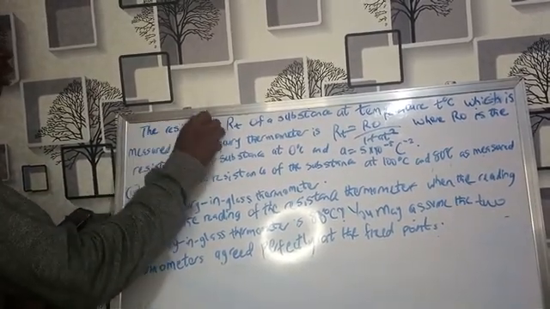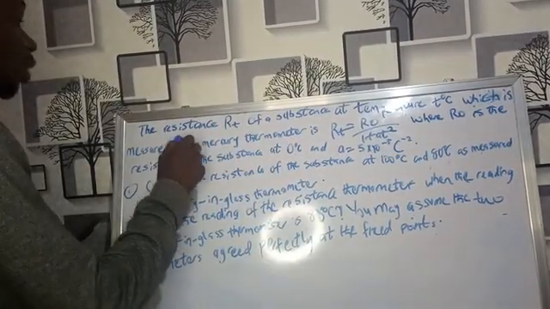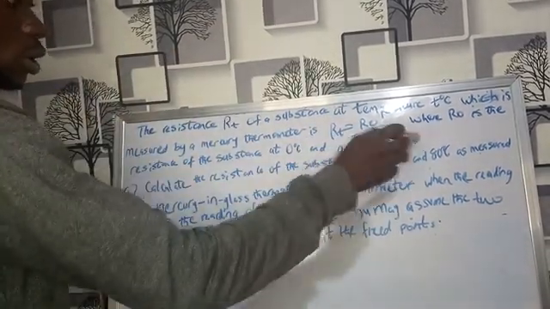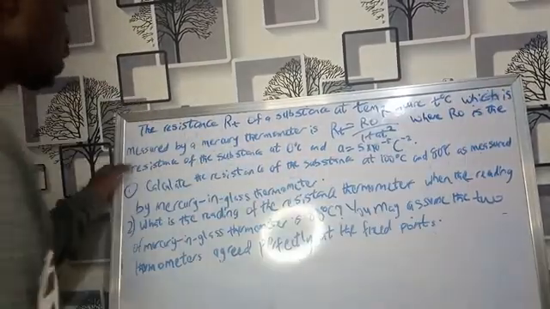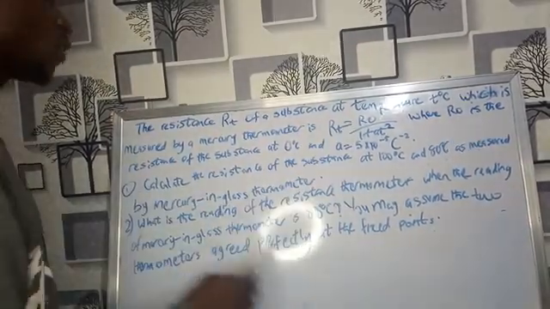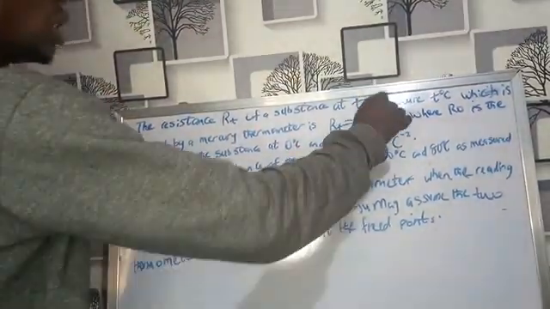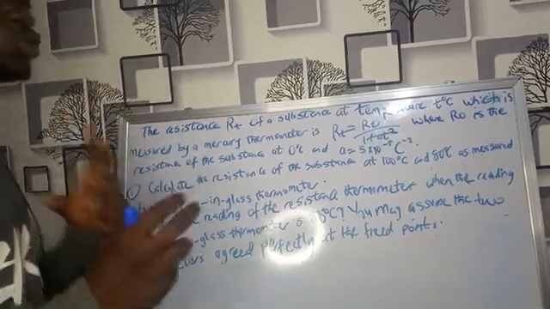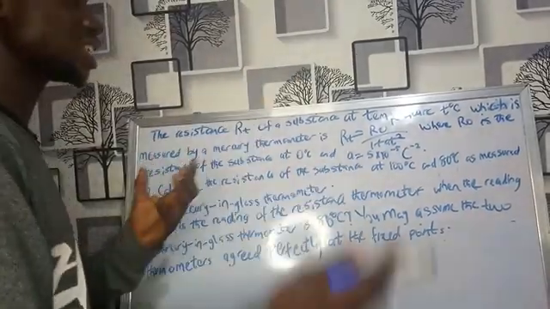Now it says the resistance RT of the substance at temperature T degrees Celsius, which is measured by a mercury thermometer, is given by this equation: RT equals R0 over 1 plus AT squared, where R0 is the resistance of the substance at 0 degrees Celsius, and A, being a constant, is equal to 5 times 10 raised to the power minus 5 per degree Celsius squared. Now from here we know R0 is a constant, since the resistance of the substance at 0 degrees is always going to be a constant. It won't change since it's a constant substance that is inside the thermometer. So this R0 is always going to be the resistance at 0 degrees Celsius.